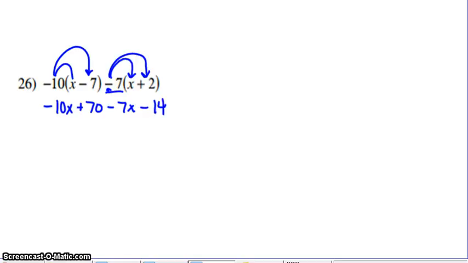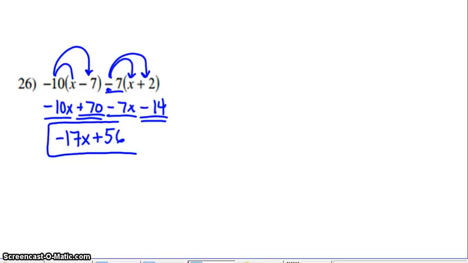Now we have to identify the like terms. So we have our x's, negative 7 and negative 10. They have the same sign, so we combine the numbers and take the sign. Don't forget the x. And then we have 70 and negative 14. We combine those, different signs, so we find the difference and take the sign of the bigger number, which is 70. The difference between 70 and 14 is 56. We can't combine those, so we leave it as it is.